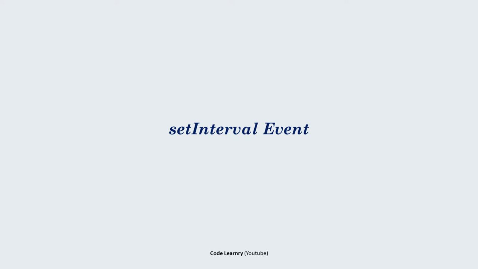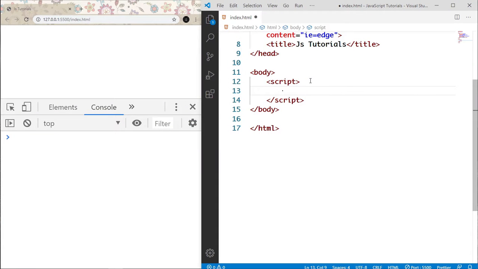The next JavaScript timing event we are going to be taking a look at is the setInterval event. Now the setInterval event is almost the same as the setTimeout event, except that the setTimeout event would execute a function just once, but the setInterval event would normally execute a function over and over again. So now that we've seen these two JavaScript timing events, let's head over to our code editor and see how each of these work.